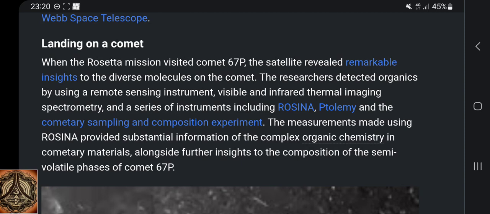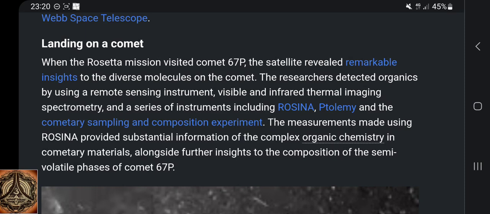But anyway, when the Rosetta mission visited Comet 67P, the satellite revealed remarkable insights into the diverse molecules on the comet. The researchers detected organics by using a remote sensing instrument, visible and infrared thermal imaging spectrometry, and a series of instruments including ROSINA, Ptolemy and the cometary sampling of composition experiment. The measurements made using ROSINA provided substantial information on the complex organic chemistry in cometary materials.